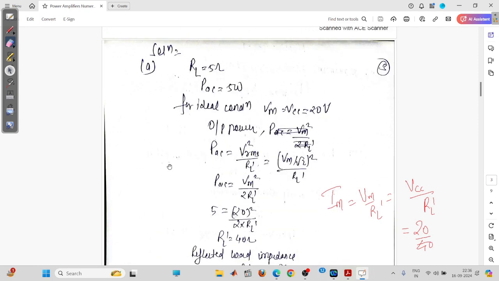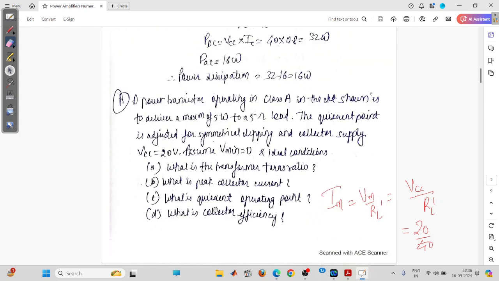See, RL dash equals to, what is the quiescent operating point? So you can easily calculate, because you have calculated it already. Let us draw this again. This is quiescent. This is twice IC. This is twice VCC. The operating point will be IC and VCC, which you have already calculated. This is the IM value. This is the VM value. Fine. Now to calculate the collector efficiency, how are you going to calculate it?